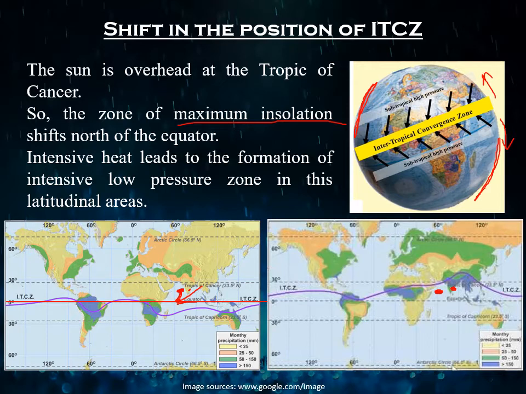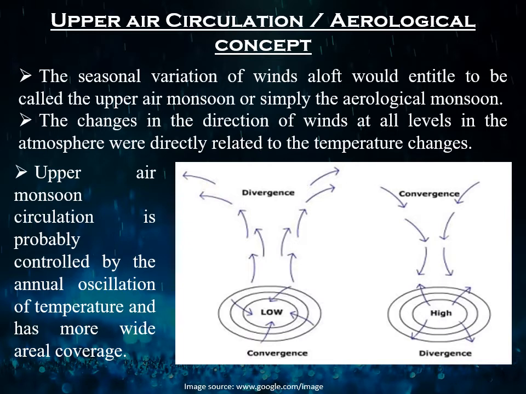The third mechanism by which the monsoon can be explained, or can occur, is the upper air circulation or aerological concept. According to this concept, when the seasonal variation of wind occurs in the surface conditions, some low pressure zones and high pressure zones form at the surface, and along the surface wind moves from high pressure zones to low pressure zones.